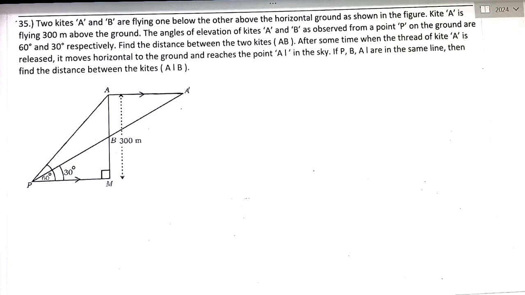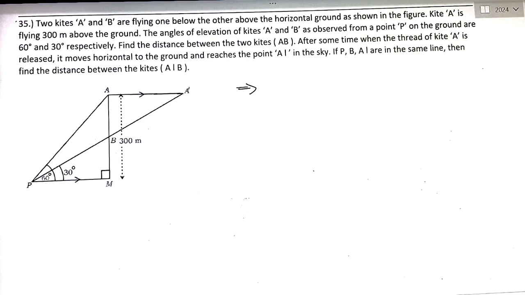If P, B, A dash are in the same line, see point P, the second kite, and the first kite after some time, that is A dash, are in the same line. Then find the distance between the kites A and B. That means we need to find B A dash. Okay, B and A dash. This is the second question. So in this diagram we need to find AB and A dash B value. So I hope the figure is clear. Now let's start with the solution.